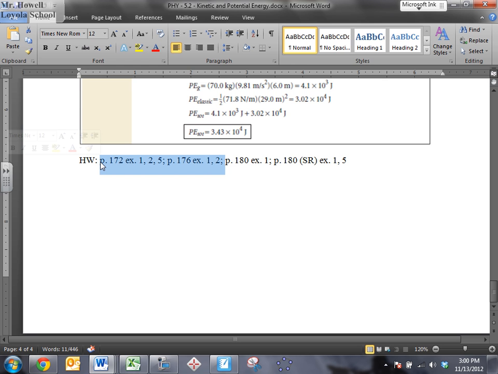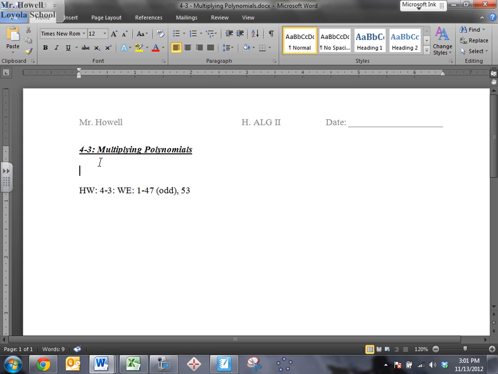Okay? 172, 1, 2, and 5 are problems about kinetic energy only. 176 is kinetic energy work theorem. So this is kinetic energy, the first problem we did. This is kinetic energy work theorem, the second problem we just did. So these two things that are highlighted. Again, 172, let me just copy and paste that, hold on. It'll be on Moodle, it always is.